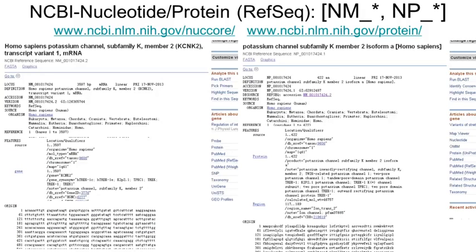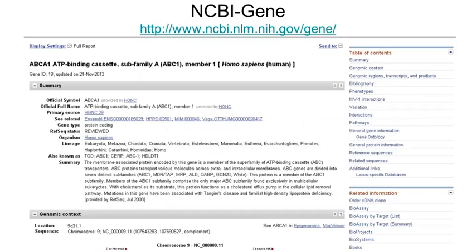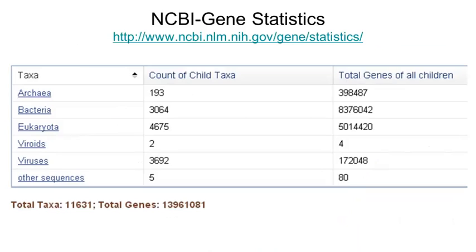NCBI also has a resource called Gene that integrates lots of useful information about each gene. It is a good starting point for you to learn about a gene of your interest. For example, as shown in this example, the function, chromosomal location, gene ontology, genetic variation, pathway, interaction, etc. of a gene are all shown in one page. How convenient! As of the end of 2013, NCBI Gene provides annotations for about 14 million genes in 11,000 species.